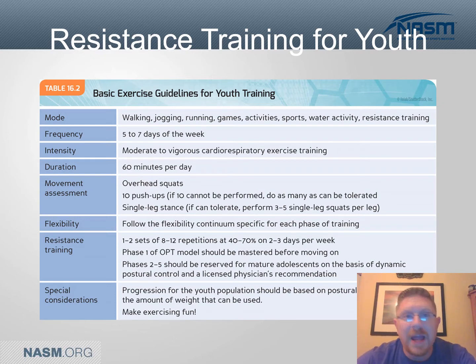Walk, jog, run, games, activities, sports, you name it. 5 to 7 days a week. That's how often they should be active. And we're talking moderate to vigorous cardiorespiratory exercise training. So that doesn't mean like running and running and running. It just means go out and play hide and seek with your friends. And usually they're going to do that for some time. 60 minutes per day. That is the recommended duration that kids should be getting for their activity.